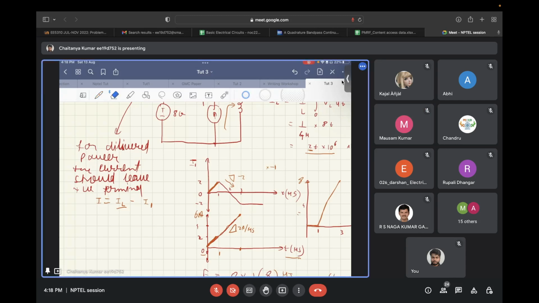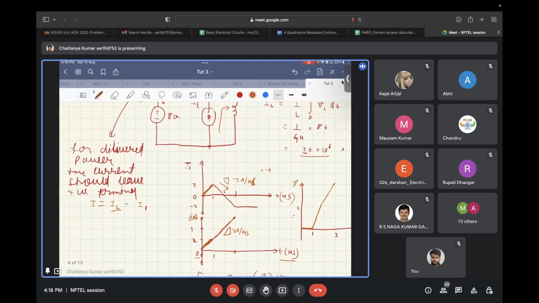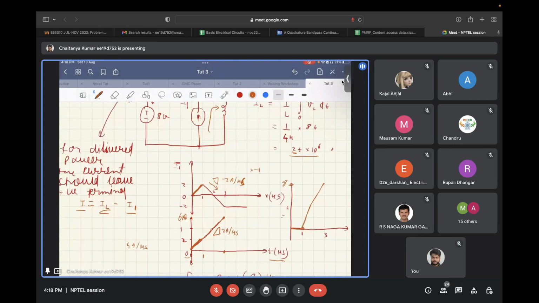Sorry, with a slope of minus 2 ampere per microsecond. So the total current that this 8 volt voltage source will be supplying is the difference of IL minus I1, so the current will increase at the slope of 2 minus of minus 2, that is 4 ampere per microsecond. Now, for what time? Since it is increasing at 4 amperes per microsecond for 2 microseconds, it will increase from 0 to 4 into 2, that is 8 amperes.